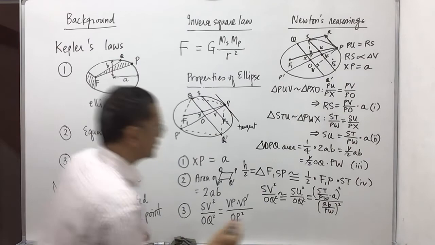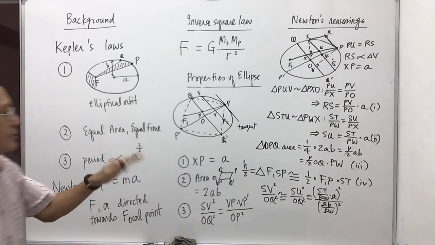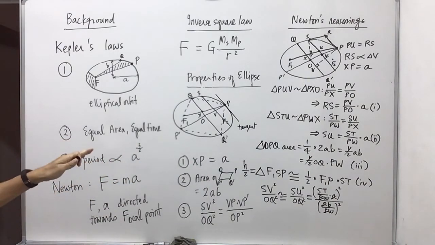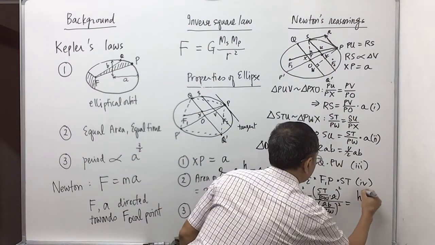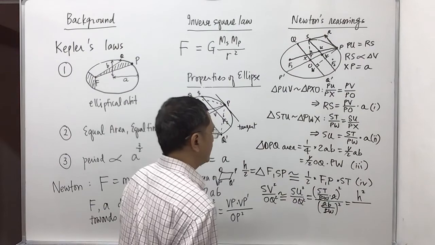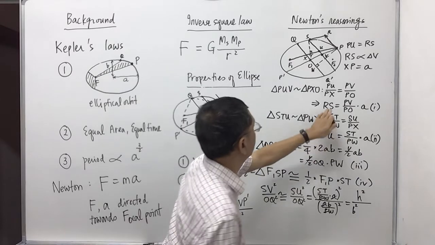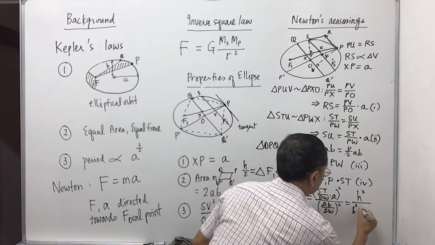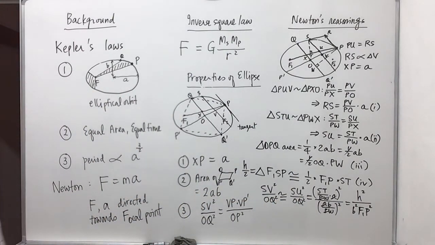So let's simplify now. PW and PW cancel, A and A cancel. ST can be replaced by H over F1P. Simplifying everything, I get H squared over, now the B still remains, so B squared and F1P squared. I need my F1P to appear, and the nice thing is that F1P squared is appearing. Can you see the inverse square law coming into shape? The cake is nearly baked. Now this is the left hand side.